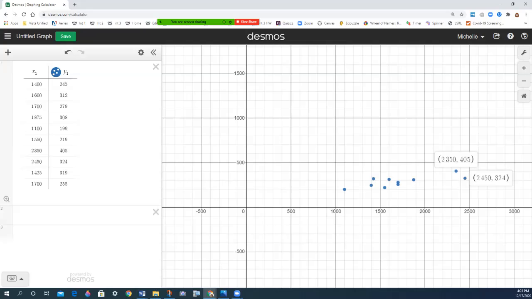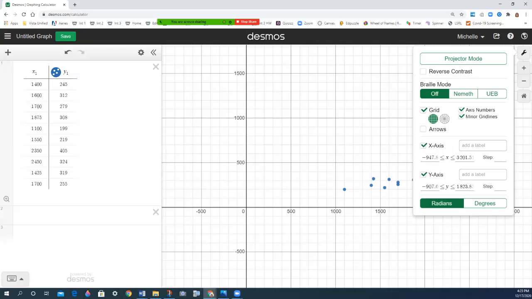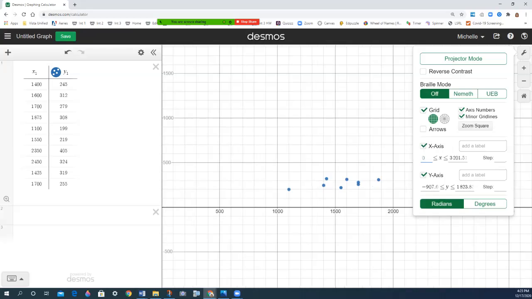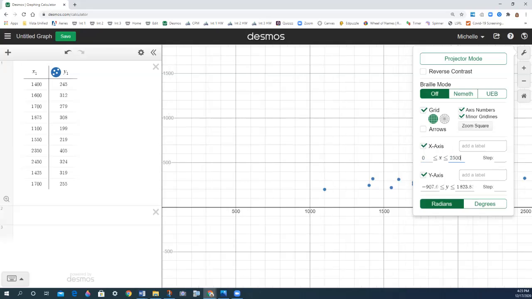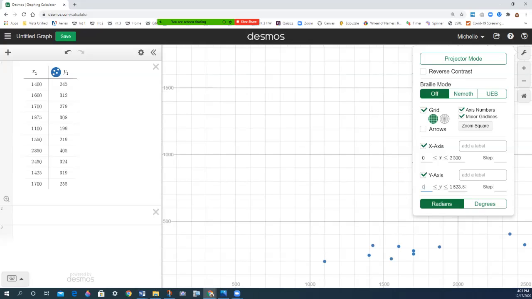So what I can do is I can come over here to the wrench, click on it, and I can adjust my X-axis and my Y-axis accordingly. So I'm going to go 0 to, let's see, the highest was 2,450. So let's say I go up to 2,500. Okay. And then my Y values are going from all the way up to the highest was, looks like a 405. So let's say I go up to 410 maybe.